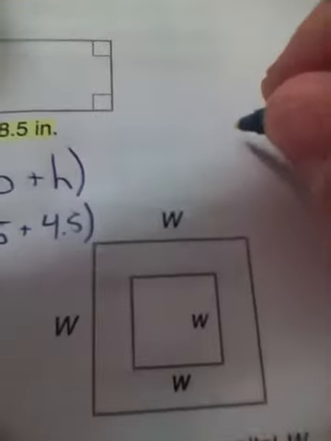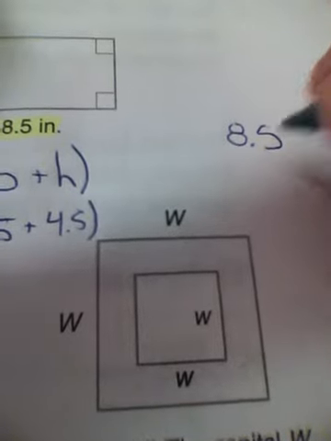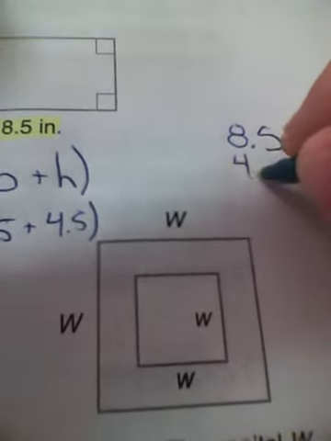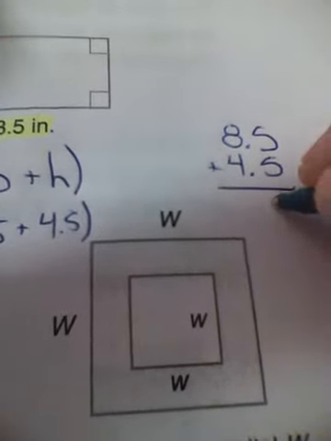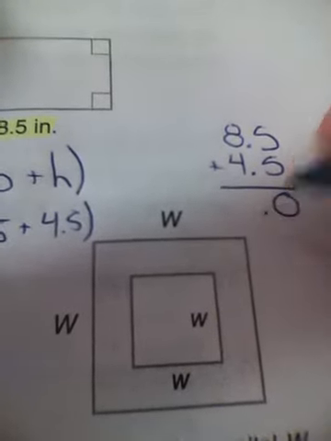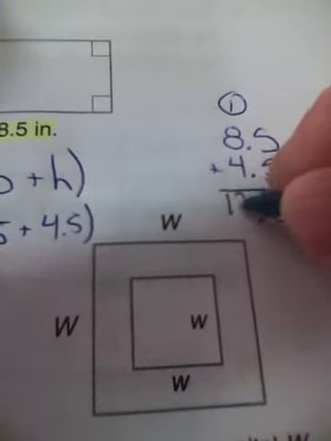Well, I'm going to line up my place values. 8's in the ones place, decimal point, 5's in the tenths. 4's in the ones place, decimal point, 5's in the tenths. I add 5 plus 5 is 10. Bring my decimal point down, carry the 1. 8 plus 4 is 12, plus 1 is 13. Oh, look at that, 13.